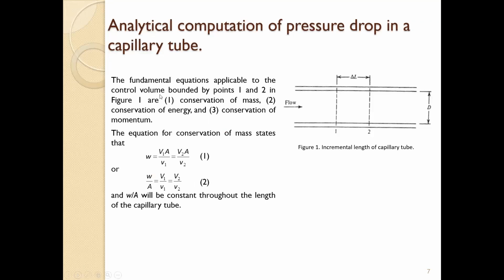Now, the fundamental applications to the control volume bounded by points 1 and 2, figure 1, are 1, conservation of mass, 2, conservation of energy, and 3, conservation of momentum. Kompleto siya, di ba? So, the equation for the conservation of mass is, the mass constant, W is V1A over specific volume 1 is equal to V2A over specific volume 2. Kasi itong ano is flow rate divided by specific volume, magiging mass. And W over A is equal to, ito na yon, V1 over v will be constant throughout the length of capillary tube kasi yung area niya is constant.